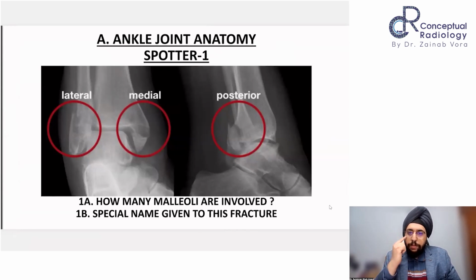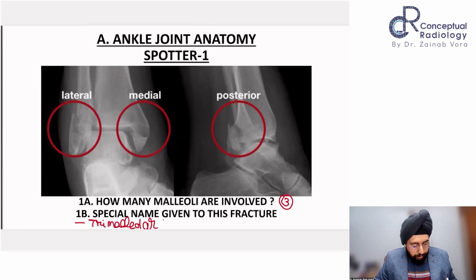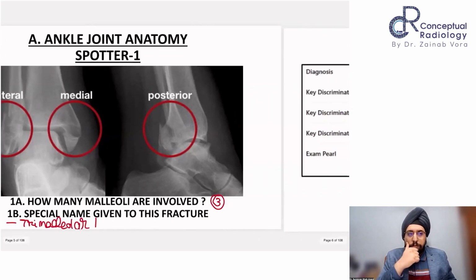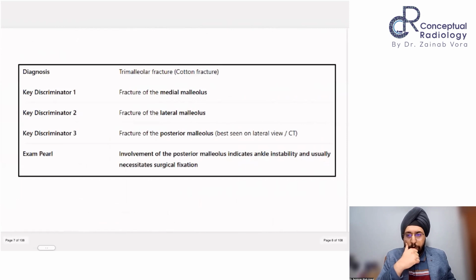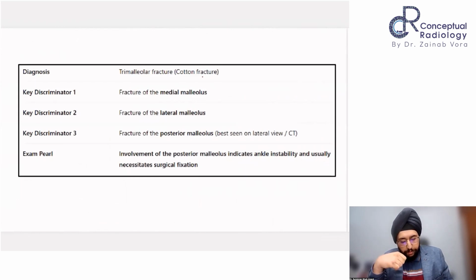Okay, so it's very easy that there are three malleoli which are involved here. It's simple. So the common name which very commonly we use is the trimalleolar fracture, and the special name which is given to this is not Pott's, it's actually your Cotton's fracture.